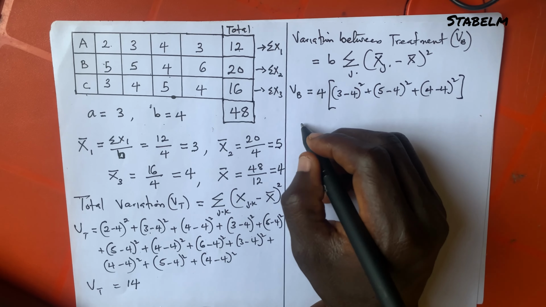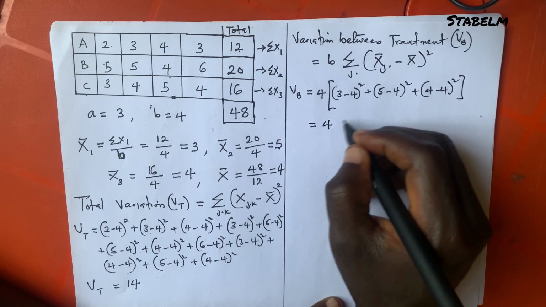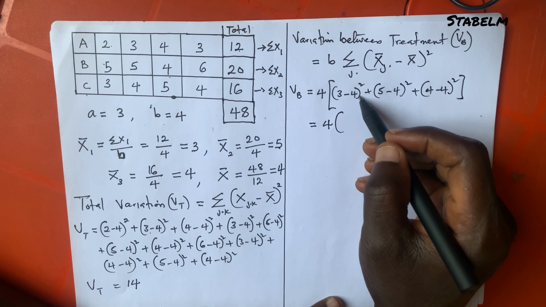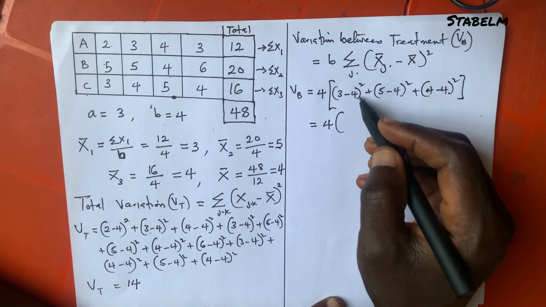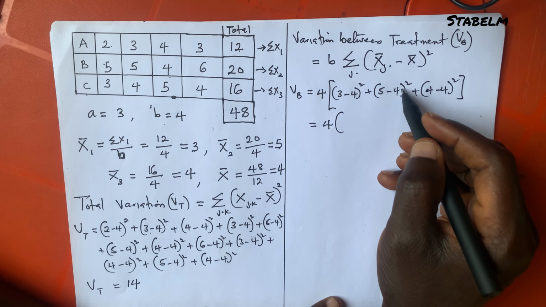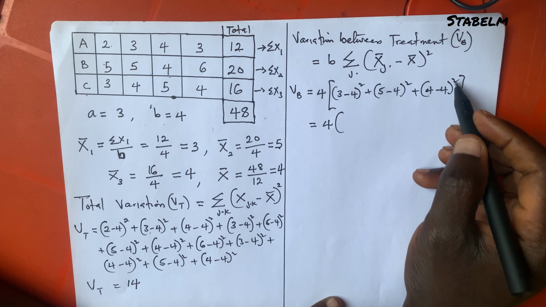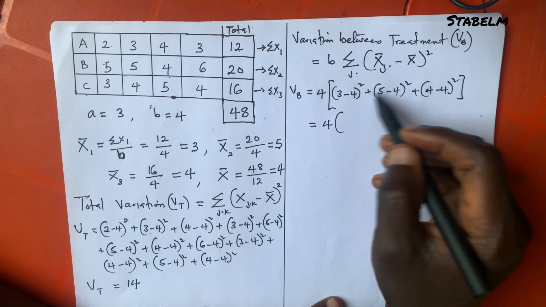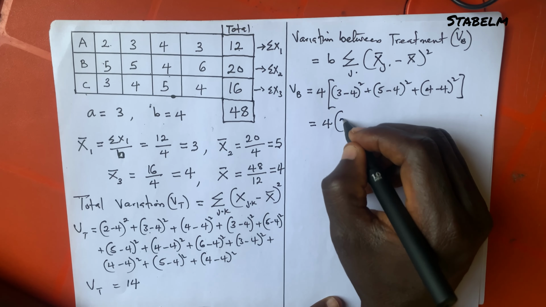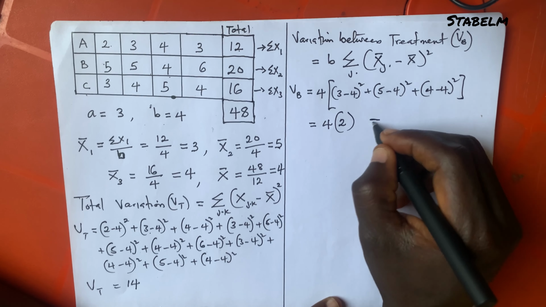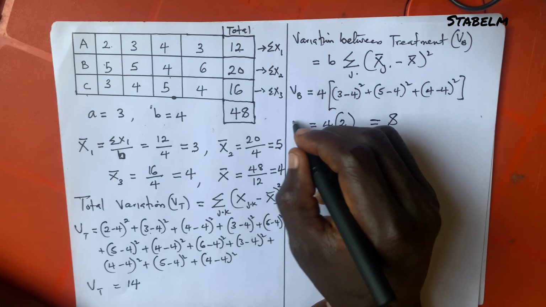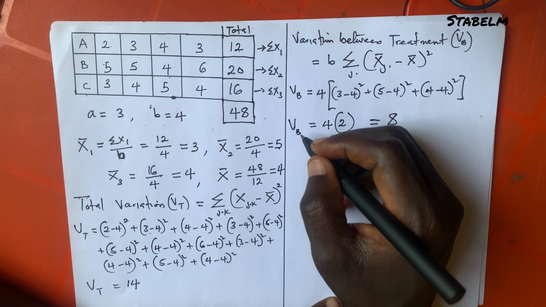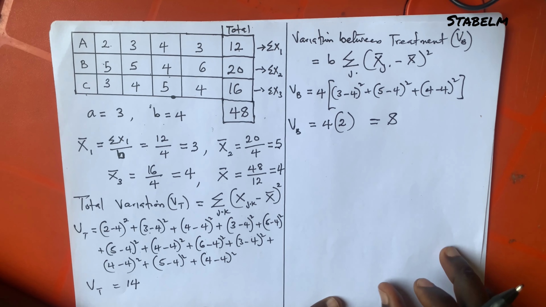Then close the bracket, and this equals 4 into bracket 3 minus 4, that is 1. 1 squared is 1. 5 minus 4, 1 squared is 1. This is 0. So 1 plus 1 will give us 2. So definitely we have 4 into bracket 2, and this will give us 8. Which means variation between treatments equals 8.